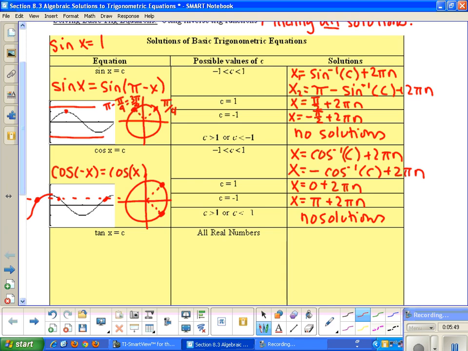And for the tangent graph, remember that this is my x and y axes, my graph looks like this. So remember, we only have one solution any time we are solving for c. So in this case, the only solution we have is x is equal to tangent inverse of that c value. The c value is what we're given, we're trying to find the x. So plus the period of my function, which in this case, remember, for tangent, it's different. It's just pi.